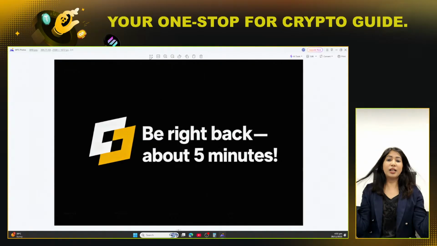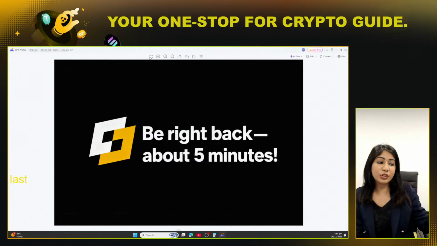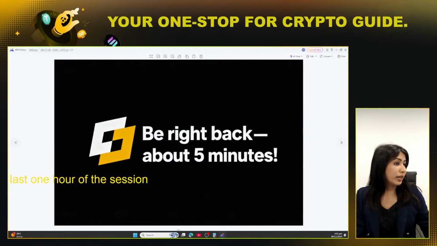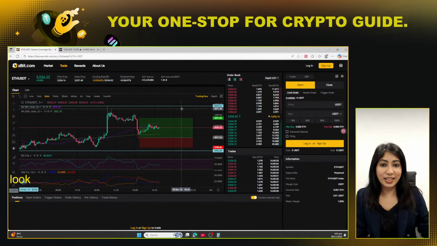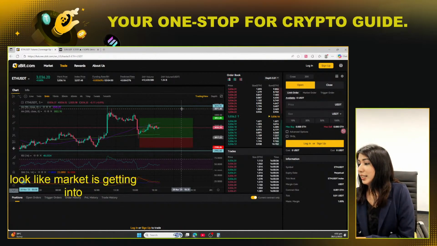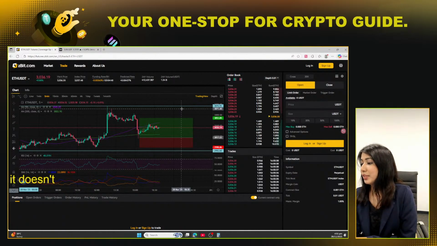So, guys, we are in the last 1 hour of the session. Okay, let's look at the charts. What's happening there? Looks like the market is getting into consolidation. It doesn't look like it's in our favor.